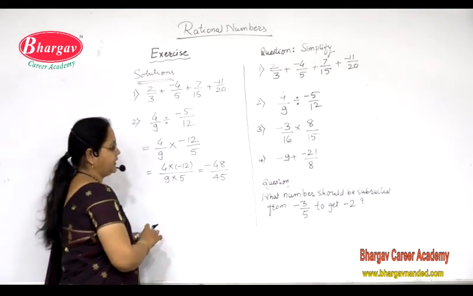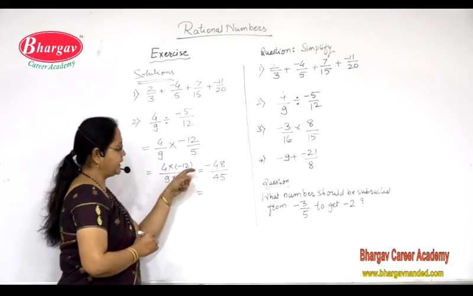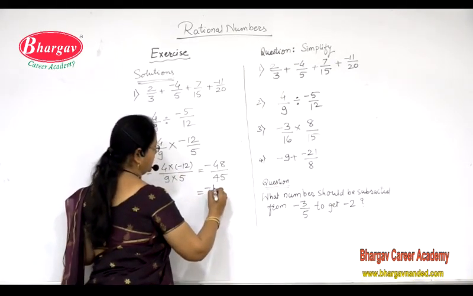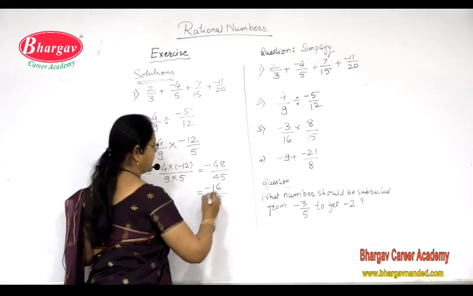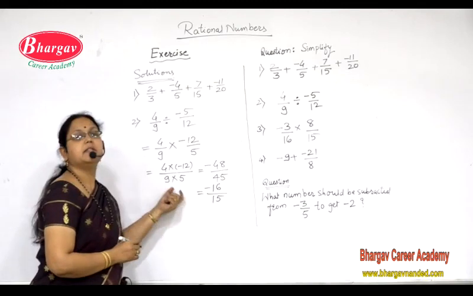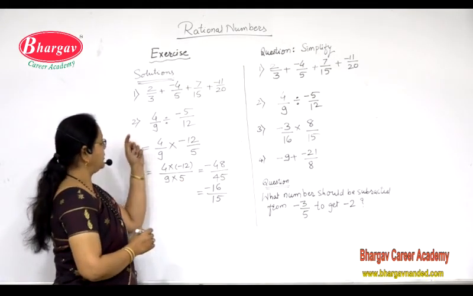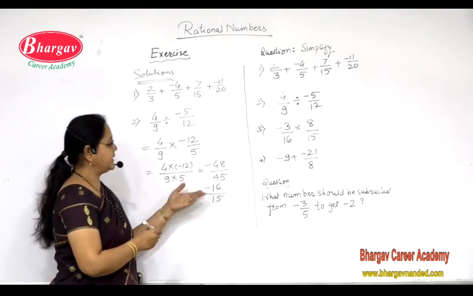Is it divisible further? Is it in standard form? No. It can be further divided, numerator and denominator, by 3, and the answer will be: 3 1s are 3, 3 6s are 18, divided by 3, 1s are 3, 3 5s are 15. Now it is in standard form of rational numbers. Your answer of this example number 2 is minus 16 by 15, because it cannot be further simplified.